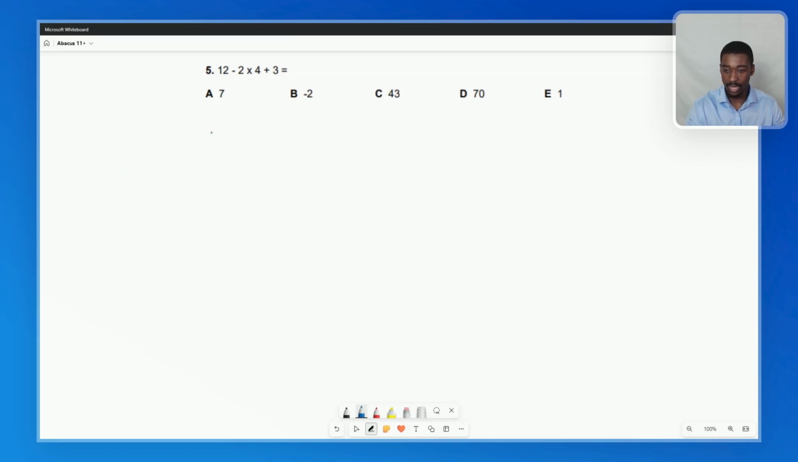Now, for this question, we have to understand BIDMAS. If we don't get BIDMAS right, then we will not get this question right. So BIDMAS tells us the order that we tackle these kinds of questions in. Because we see we have subtraction, we have multiplication, we have addition. So we could start answering this question from so many different places.